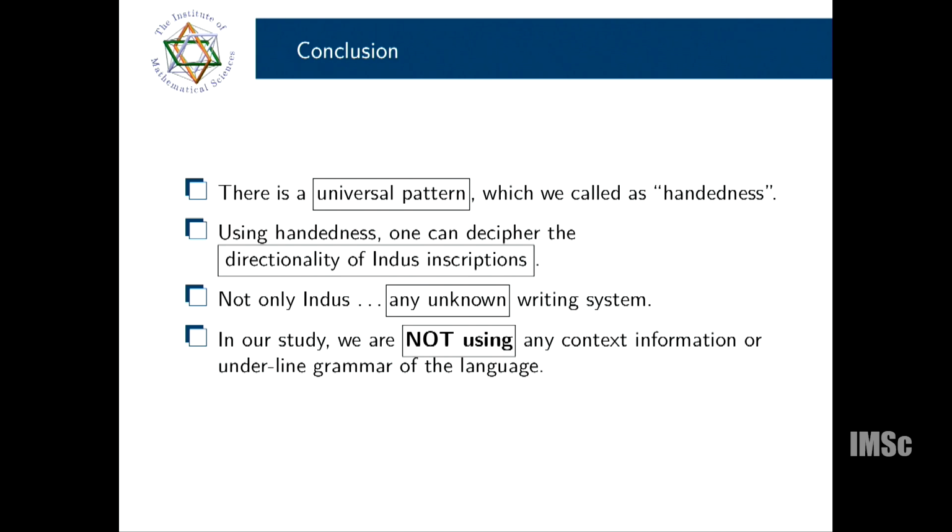So the conclusion is that these methods give you a universal pattern without any exception. You can use them to decipher any unknown inscriptions, not only this one, any writing system. And the beauty of this is that in the whole exercise, you didn't use any underlying grammar or linguistic information. You did everything purely based on statistics.